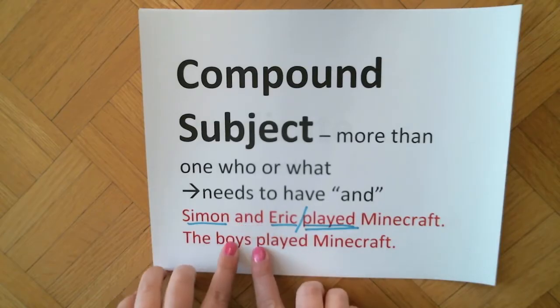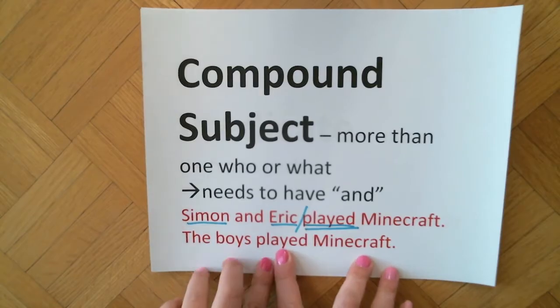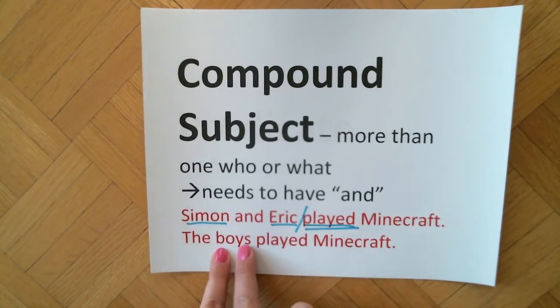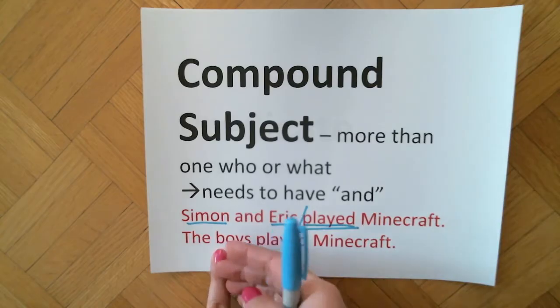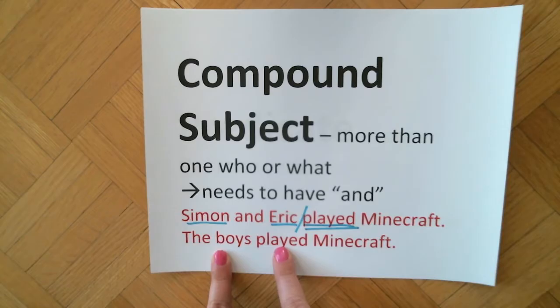Here's an example of what I mean by it needs to have, because it's not just more than one. The boys played Minecraft. You can see I just changed the subject sentence a little bit. Played would be my verb. Who played? The boys. Oh, the boys are more than one person, but it doesn't have an and in here. This is just a regular simple subject, which would be boys. Simple predicate would be played.